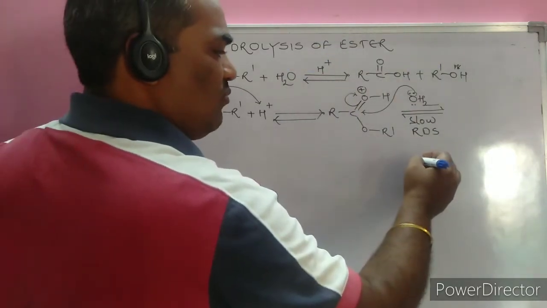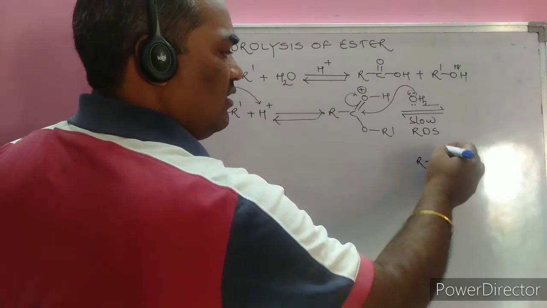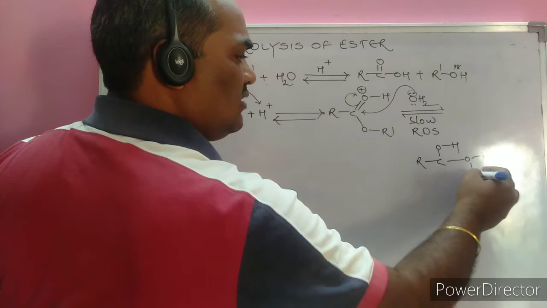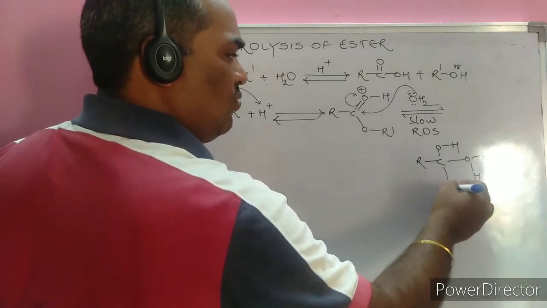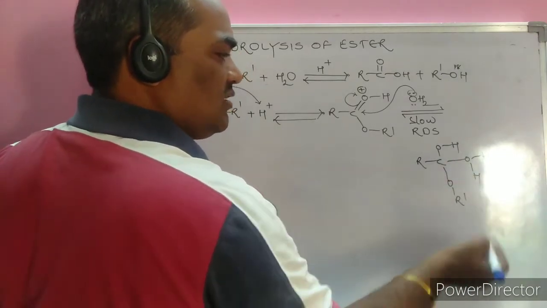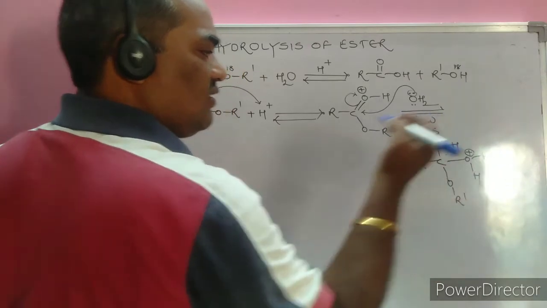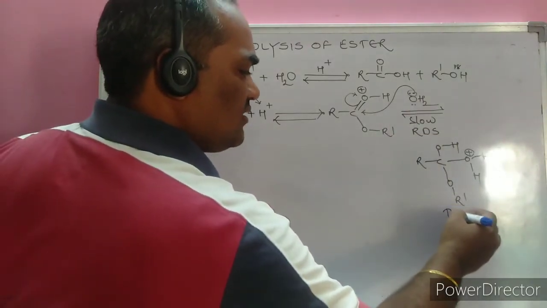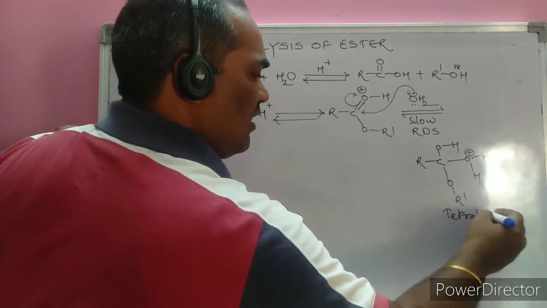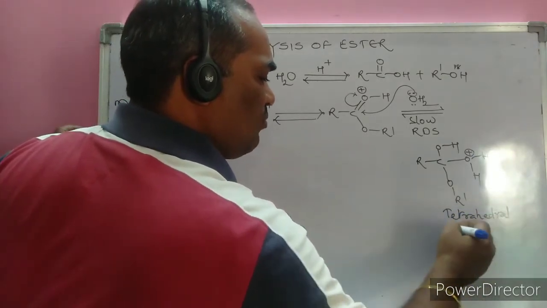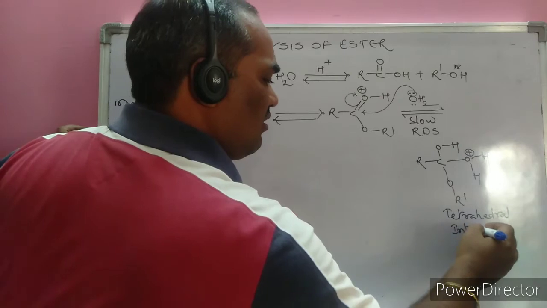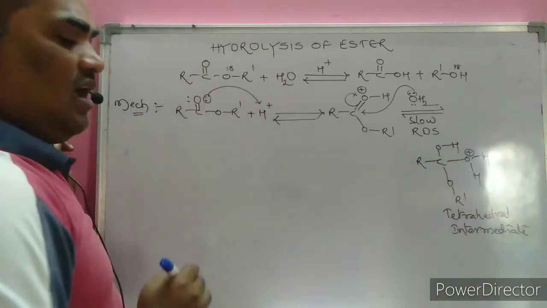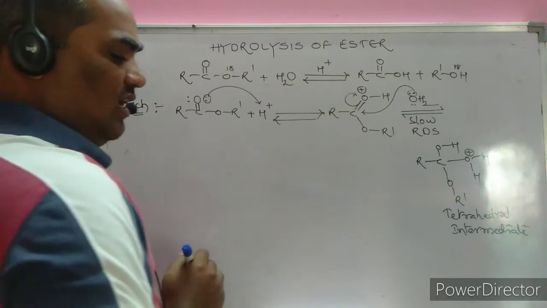Now what is formed is R, here is O and H, here O, H, H is there, this side is O and R dash is present. Oxygen lost its electron, so it carries a positive charge. This intermediate is called a tetrahedral intermediate. The tetrahedral intermediate is formed in the acid hydrolysis of the ester.